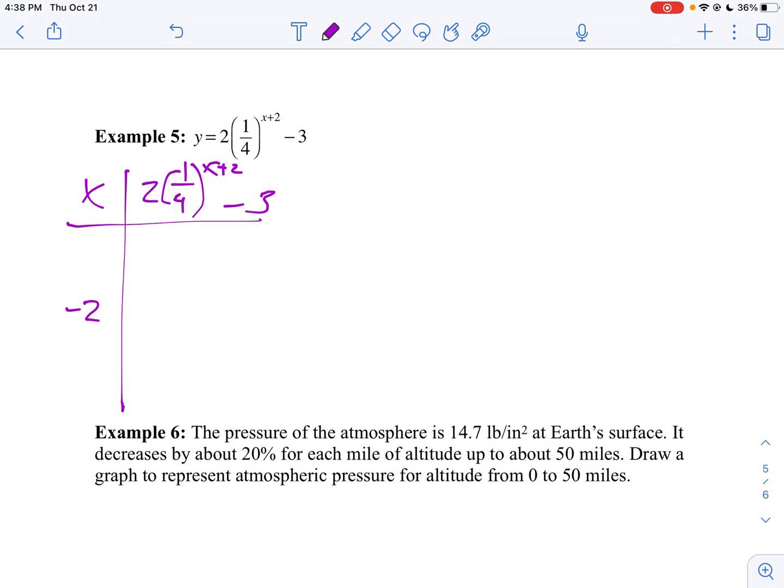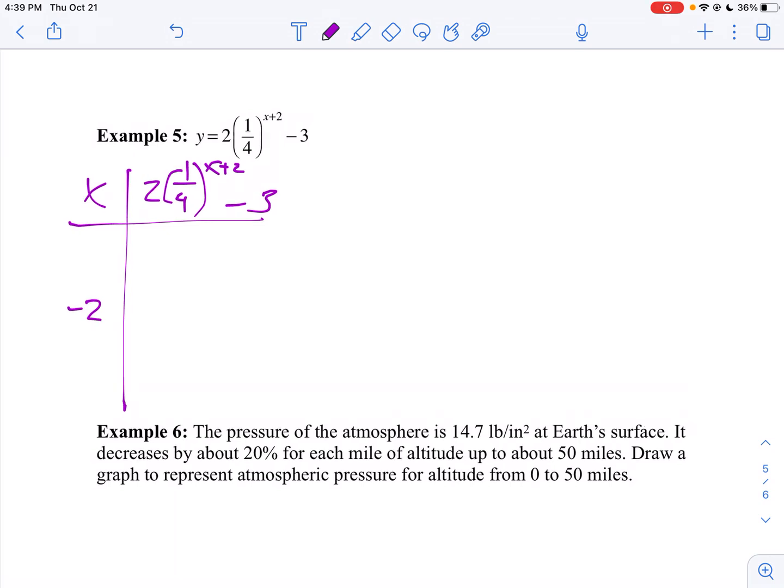So I'll put in a couple numbers: negative 3, negative 4, negative 1, and 0. So when x is negative 2, negative 2 plus 2 is 0. 1/4 to the 0 power is 1. So 2 minus 3, well, that would be negative 1.